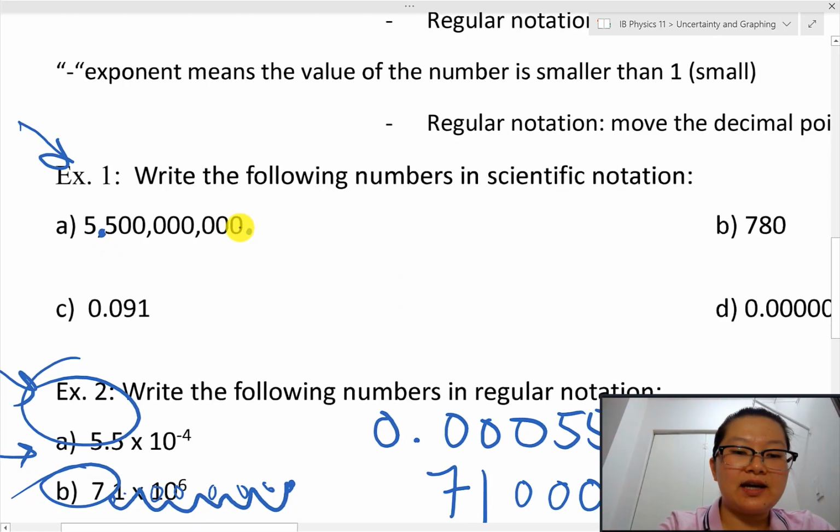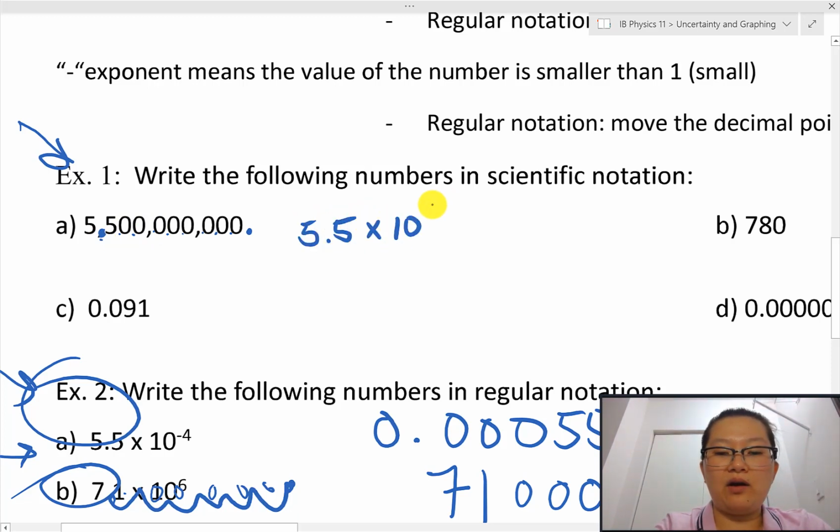Okay, so let's count. 1, 2, 3, 4, 5, 6, 7, 8, 9. That's 9 steps. So I get 5.5 times 10 to the power of 9. Some of you know German. I don't need to care about all these trailing zeros or anything else, unless this was 5, 5, and then 1, then I'd have to put a 1 there, but that's not the case. So that's my answer. I'm going to do C, B and D are yours.